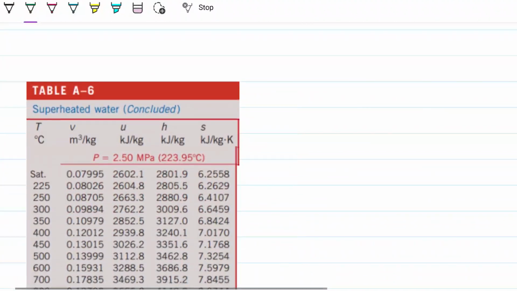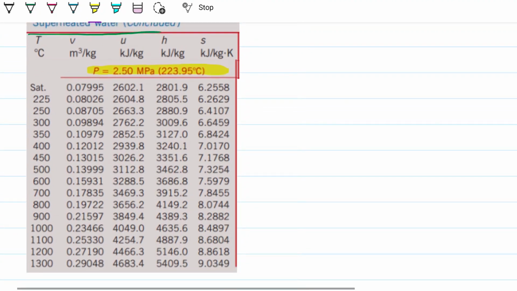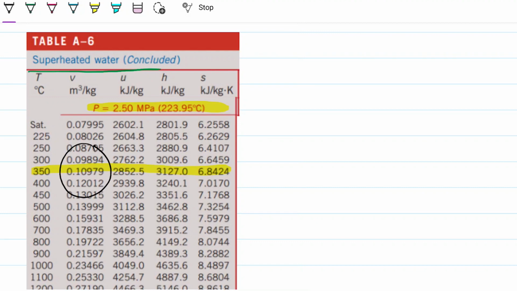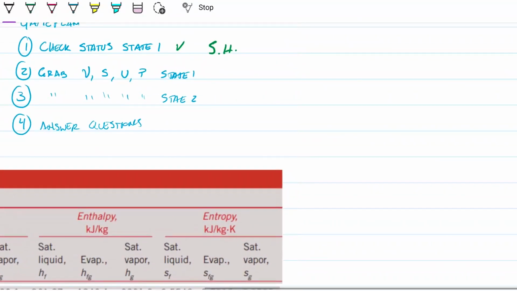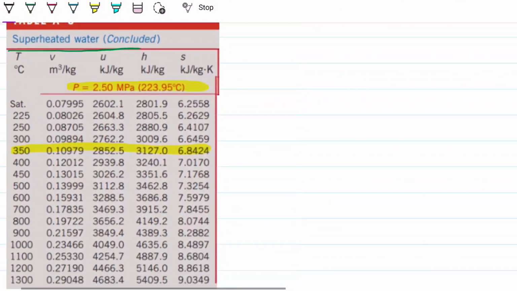So therefore I need to go to my superheated table, and here I'm going to look for my 2.5 megapascals and for the 350, and I'll be happy to grab the specific volume, the internal energy, and the entropy. So we can grab all those three. And then the pressure we always had, so we don't need the pressure on this one. All right, so for state 1, all solved.